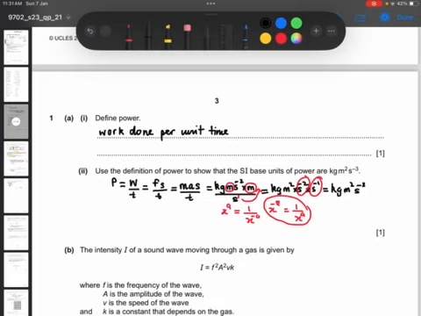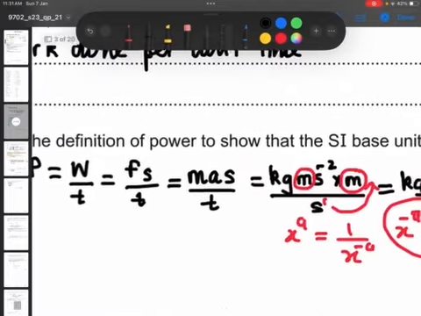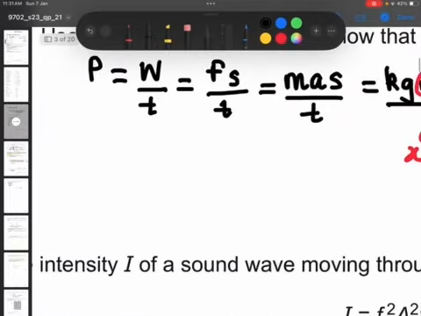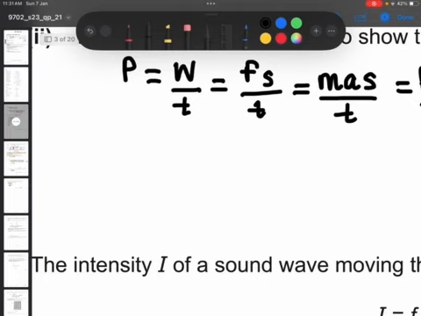Now A2, use the definition of power to show that the SI base units of power are kg m squared per second cubed. You must always understand what SI base units are. SI base units are the units of the SI base quantities. I don't want to explain what a base quantity is, but we must be able to list all the SI base units. We have kg, the SI base unit for mass. We have second, the SI base unit for time.